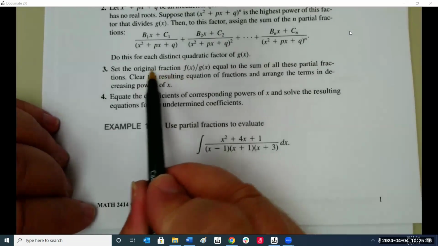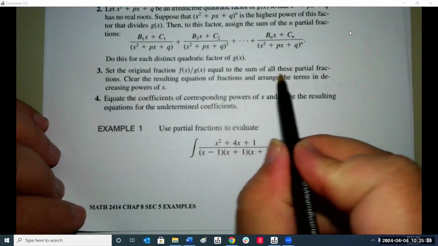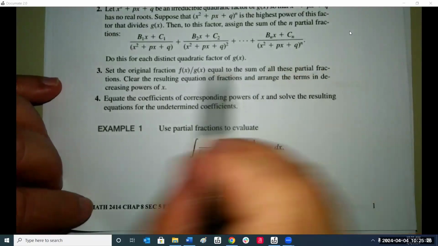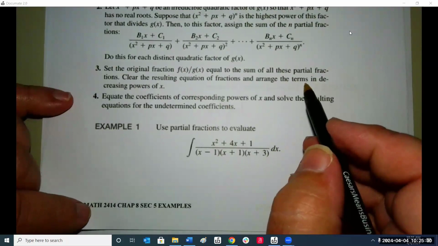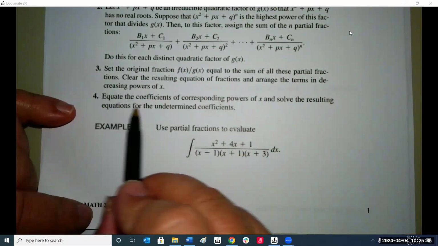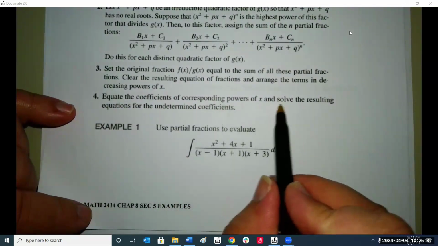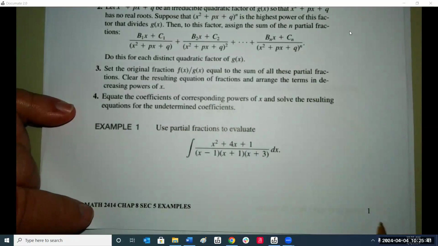Set the original fraction equal to the sum of those partial fractions. We set them equal, and then we have to solve for the numerators. Equate the coefficients of corresponding powers of x, and solve the resulting equations in the undetermined coefficients.